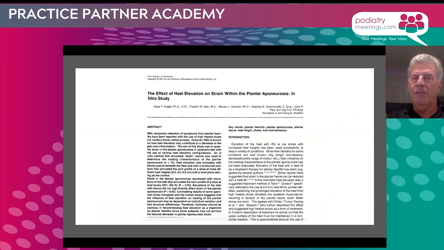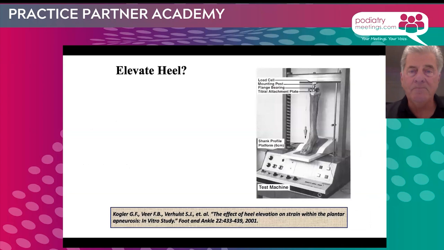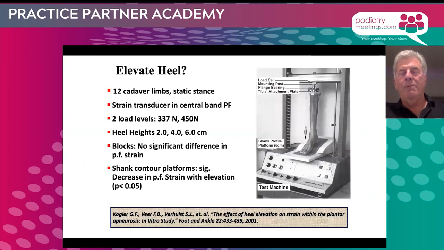This was actually shown in an interesting study over 20 years ago by Kogler, who used cadaver models, and he experimentally placed either blocks of foam or contoured platforms under the foot of the cadaver at various elevations, and he measured strain in the plantar fascia. Interestingly, he found when he put just a square block underneath the heel of the cadaver, there was no difference in plantar fascia strain. But when he put a contoured platform that molded under the arch of the foot, the higher he elevated the heel, the more there was reduction of strain.